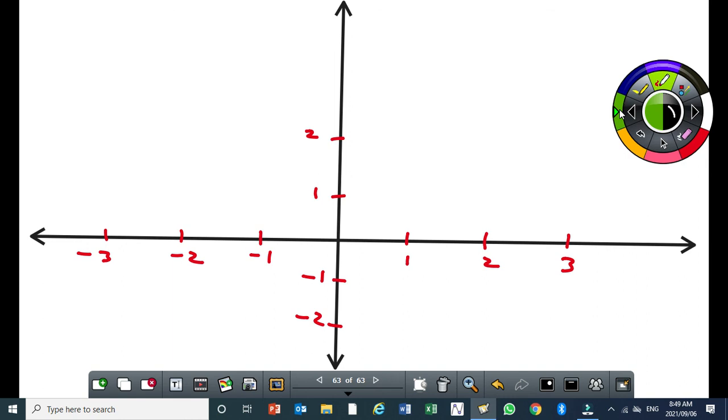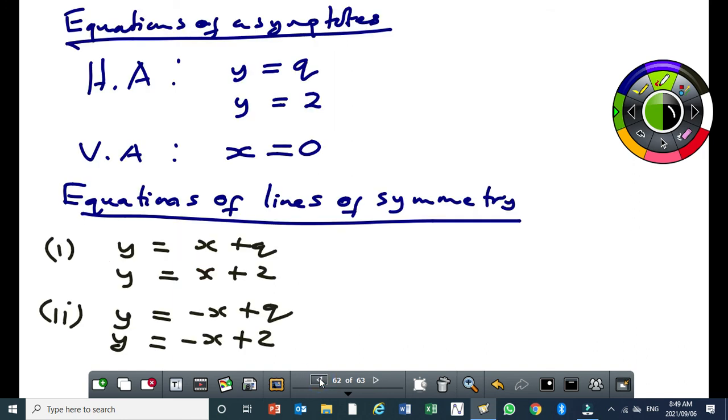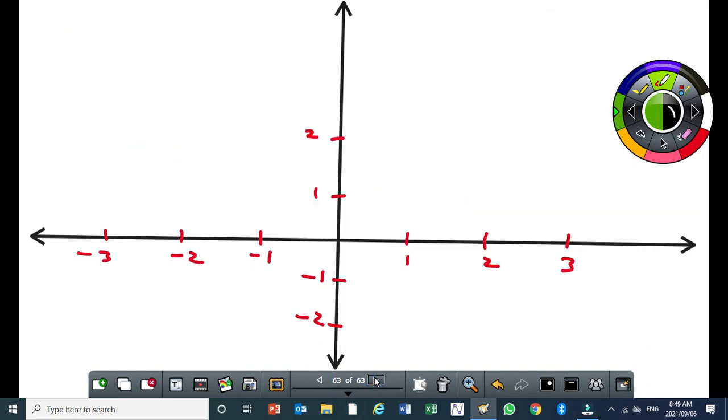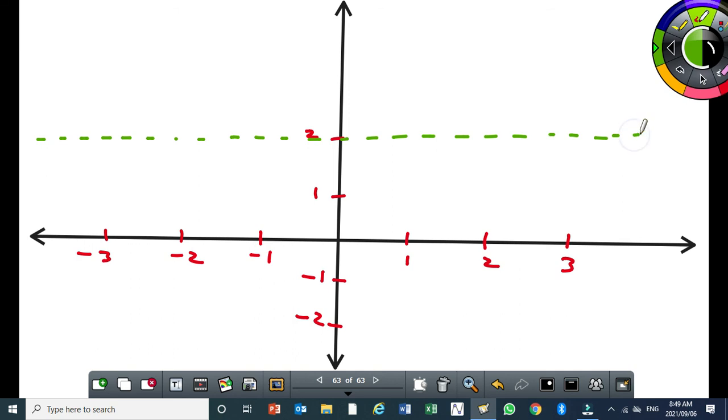So first thing, when you are drawing a hyperbola, you start by drawing the horizontal asymptote first. And you don't use a continuous line to draw the asymptote. Okay? So our equation of our horizontal asymptote is y equal to 2. So my asymptote is going to be this one here. Okay, you can label it y equal to 2.